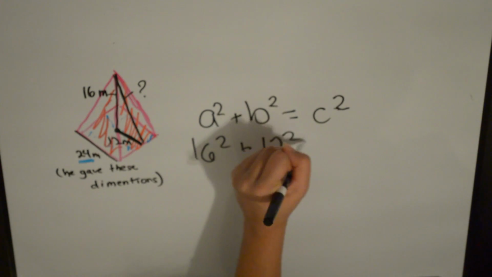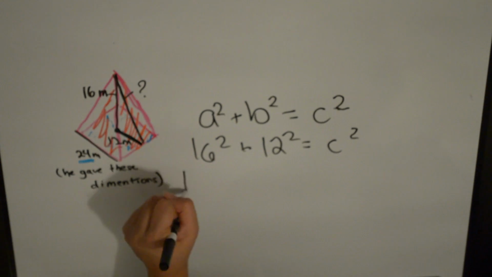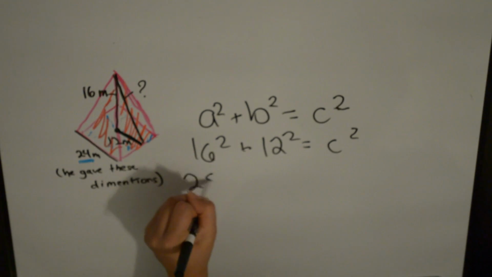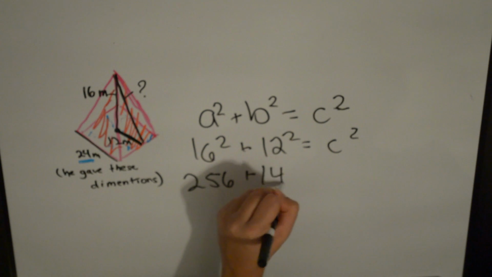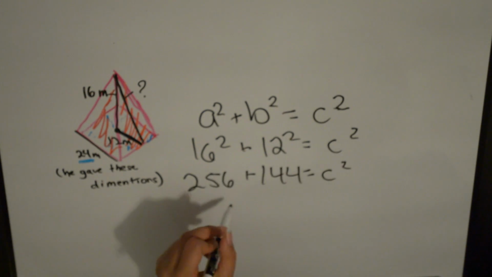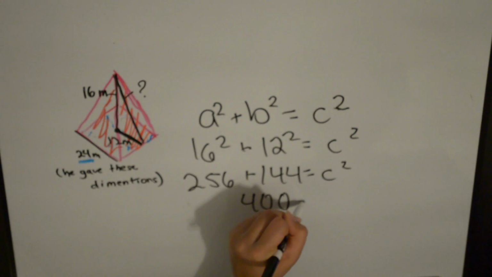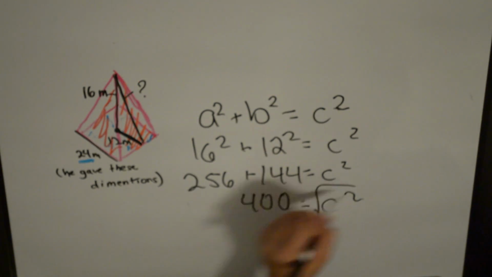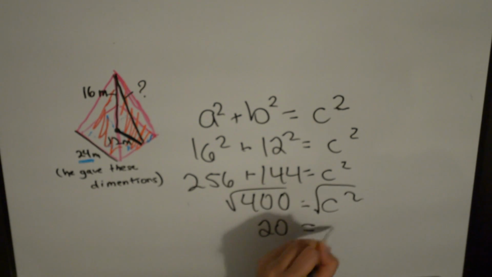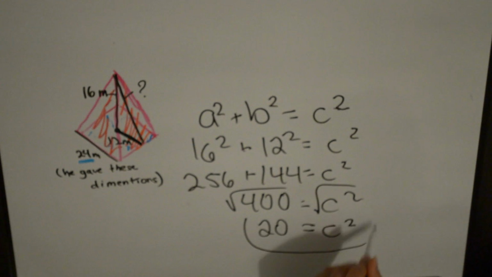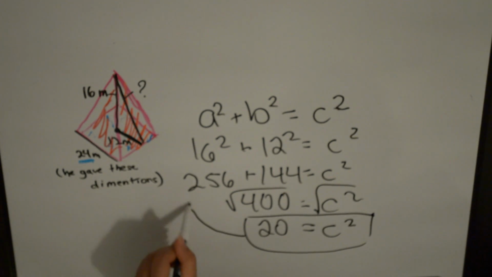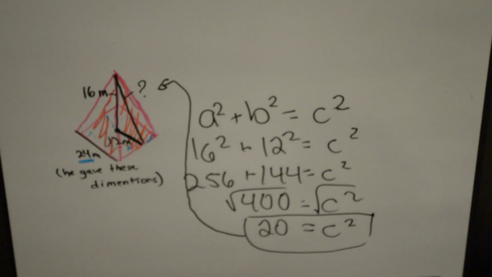12 squared plus 16 squared equals 144 plus 256. 256 plus 144 is 400. Square root of 400 is 20. So, the lateral length or the height of the triangle is 20 meters. And now you can use that to figure out the surface area of all 4 triangles.